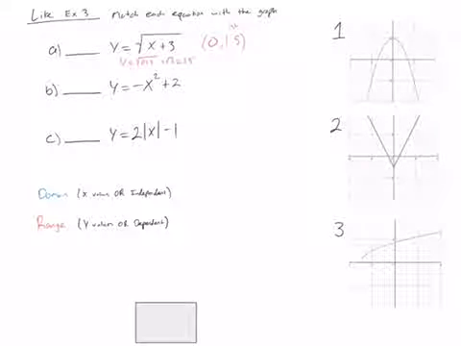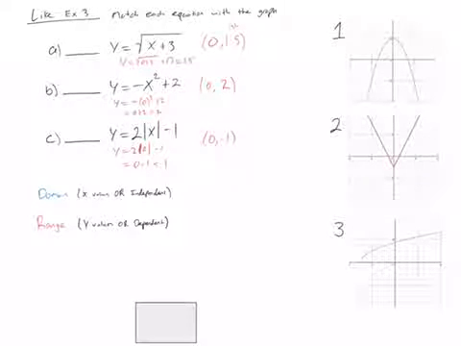Okay, let's plug in a 0 over here. See what we come out with. It's going to be y is equal to negative 0 squared plus 2. That's just going to be 0 plus 2, which is 2. Okay, and this one is going to be y is equal to 2 times the absolute value of 0, which is just 0. So it's going to be 0 minus 1. So we have the point 0 comma negative 1.